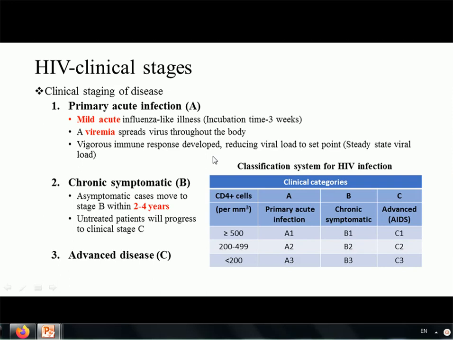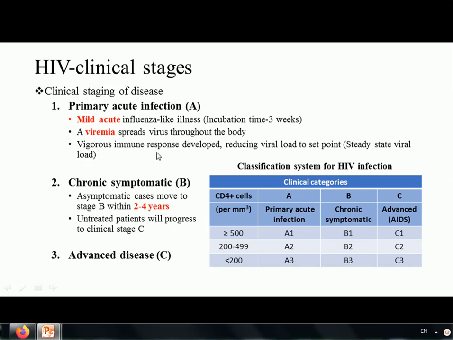For HIV infection, the clinical stage can be classified into three. First of all, we have the primary acute infection, which we group as A, which means the person is developing a mild acute influenza-like illness, such as flu. The patient may then develop viremia. Later on, the virus will spread throughout the body.